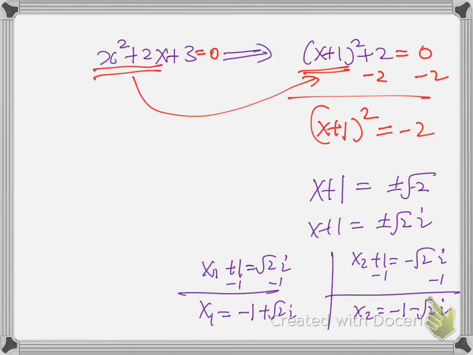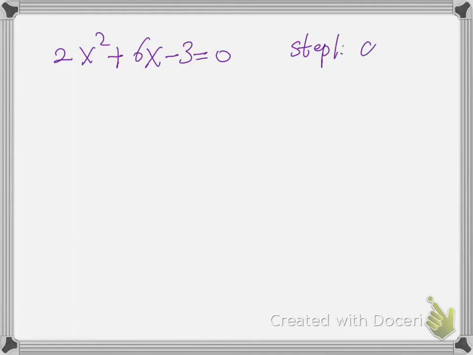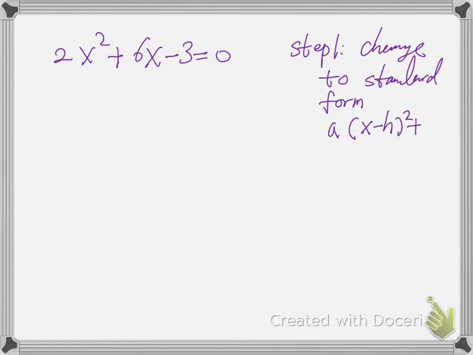Now let's look at another example. Let's say we have 2x squared plus 6x minus 3 is 0. In the new completing the square method, step 1 is to change the left hand side to standard form, a times (x minus h) squared plus k.